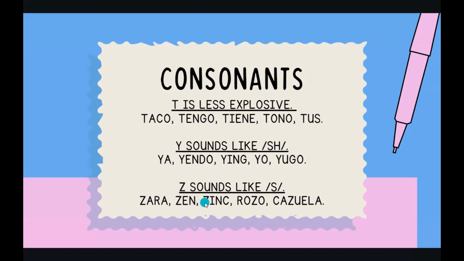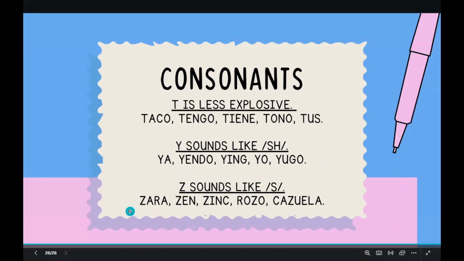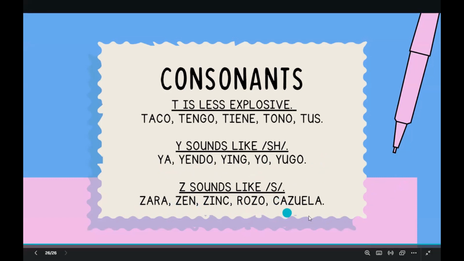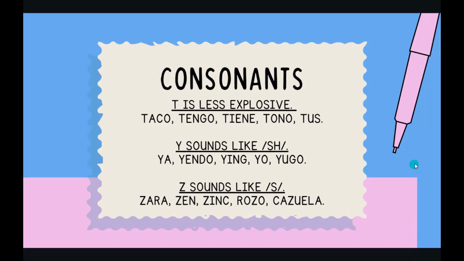And finally, the letter C sounds like an S, but, well, it depends on the variant, of course, and the dialect. However, it will sound like an S. Maybe if you're in Spain, you'll find it to be a bit more soft. In Spain, this will be read as Zara, Zen, Think, Rozo, Cazuela. However, in Latin America, this will be read as Sara, Zen, Zinc, Rosso, Cazuela. All right, you can use the variant you feel the most comfortable in. Okay, that's it. This is it with the pronunciation of Spanish.